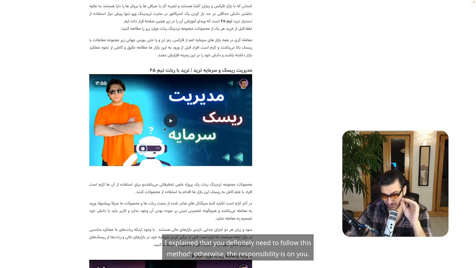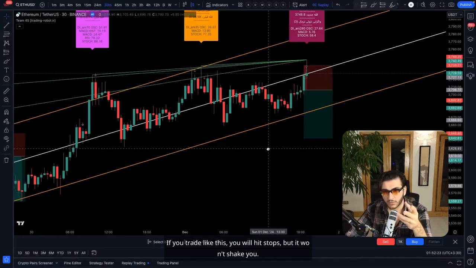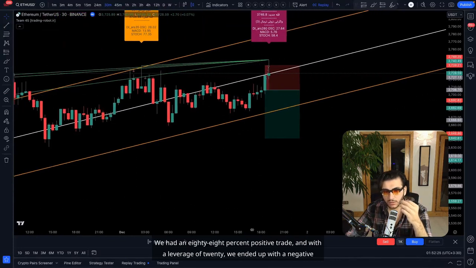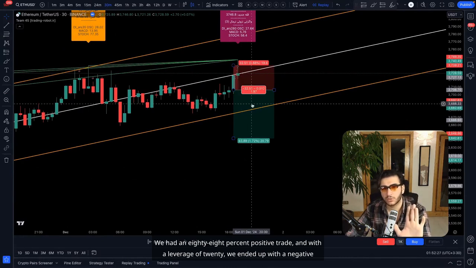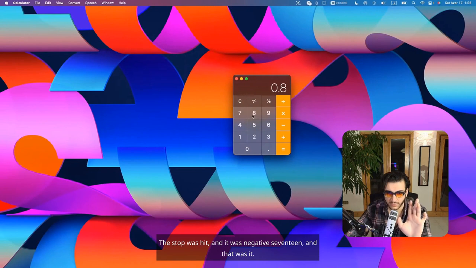I explained that you definitely need to follow this method, otherwise, the responsibility is on you. If you trade like this, you will hit stops, but it won't shake you. We had an 88% positive trade, and with a leverage of 20, we ended up with a negative 17. The stop was hit, and it was negative 17, and that was it.